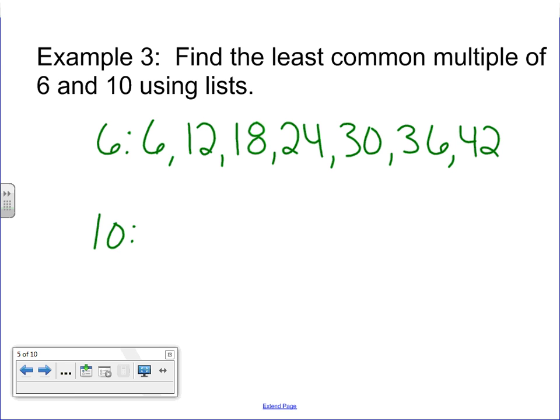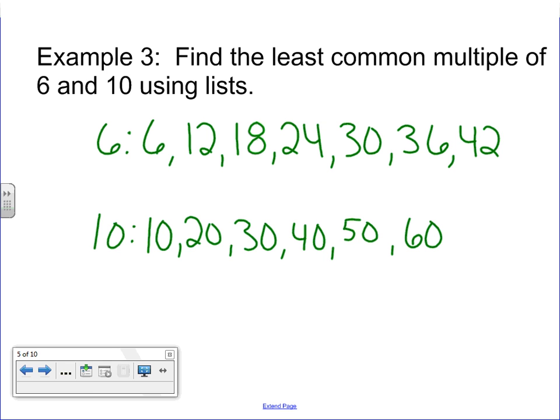I'm going to make my list now of 10. Some of you are probably already looking at the list and have an idea of what it's going to be, but I'll start with 10, 20, 30, 40, 50, 60, and that's probably a good place to stop. Take a look at my two lists. What's the smallest number that both lists have in common? And it's 30. So the least common multiple then of 6 and 10 would be 30.